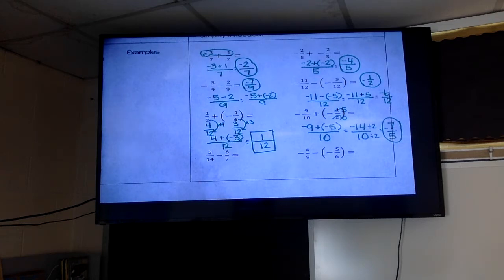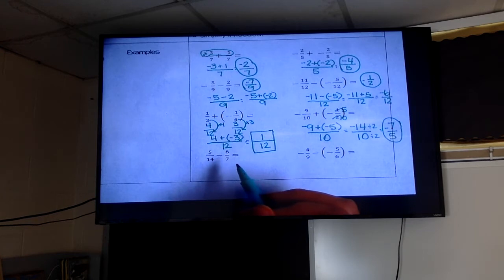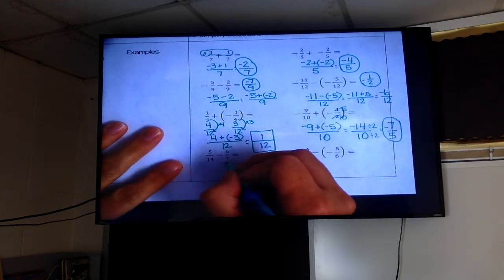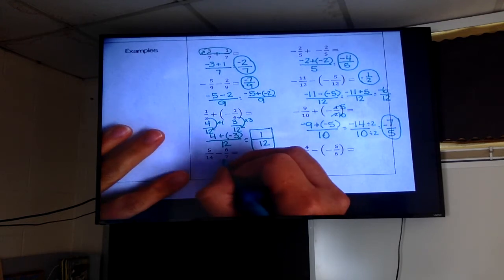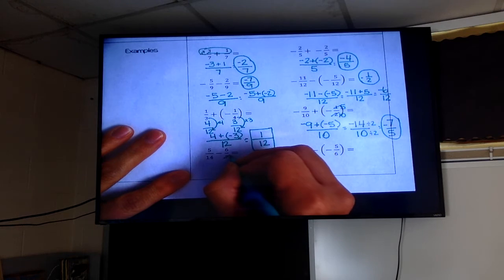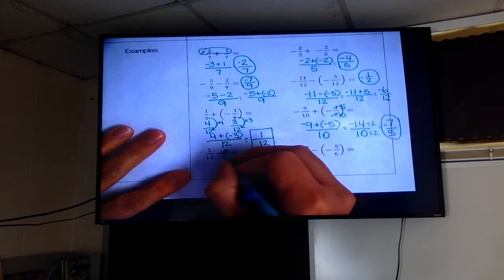Okay, so let's try this again. I have 5/14 minus 6/7. Okay, I need to come up with a common denominator. I know 14 is the smallest common denominator of 7 and 14. So I'm going to change this to 14. And I'm going to say 7 times 2 gave me 14, so 6 times 2 is 12.